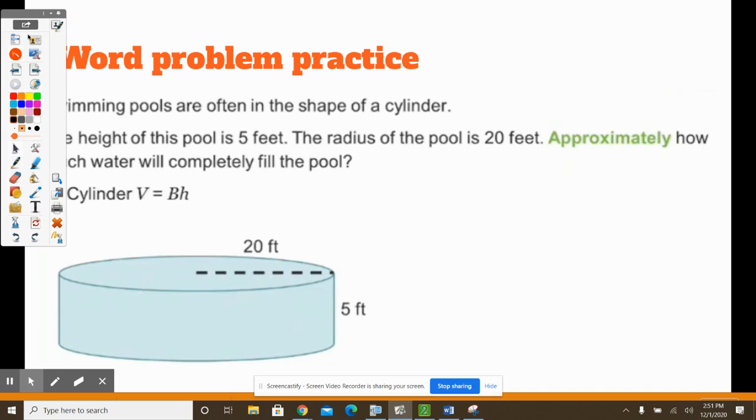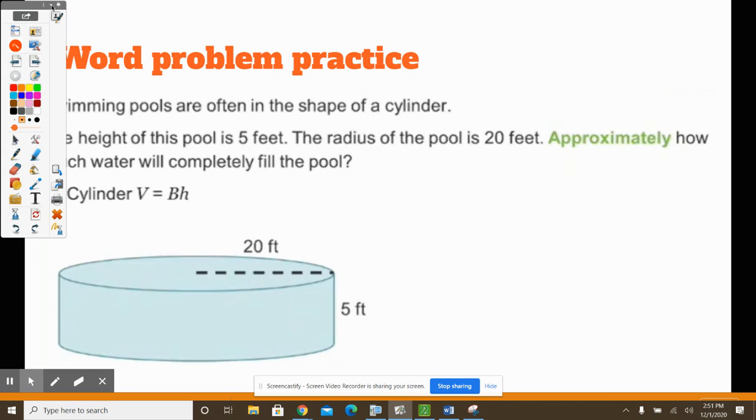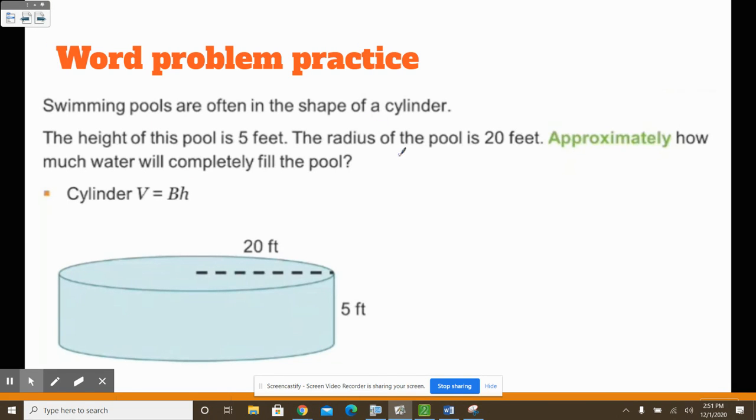How about some word problems? This one's about a swimming pool. Swimming pools are often in the shape of a cylinder. So now we're talking about just big B times H, or pi r squared H, because we're not talking about a cone. The height is 5. The radius is 20. How much water is going to be in there?